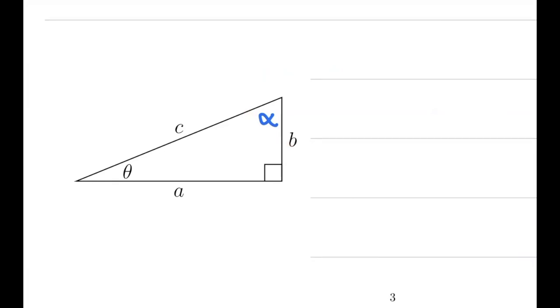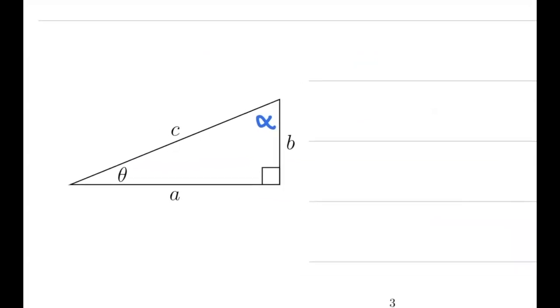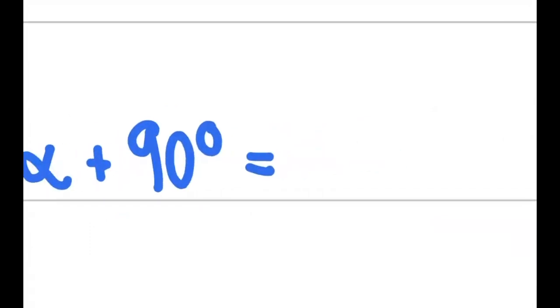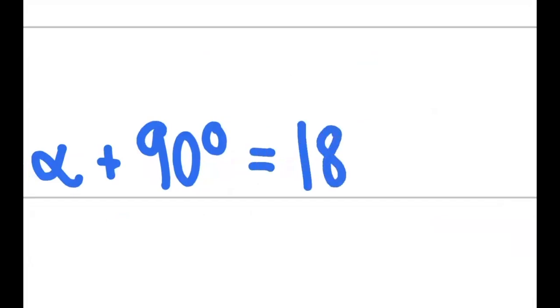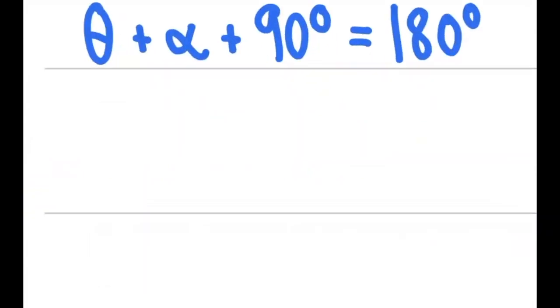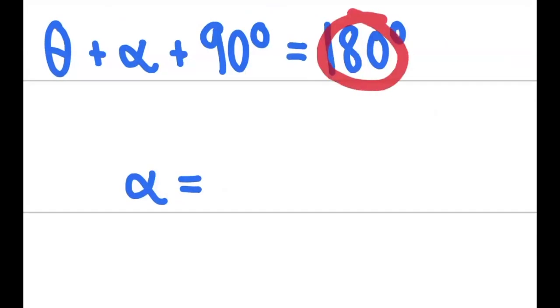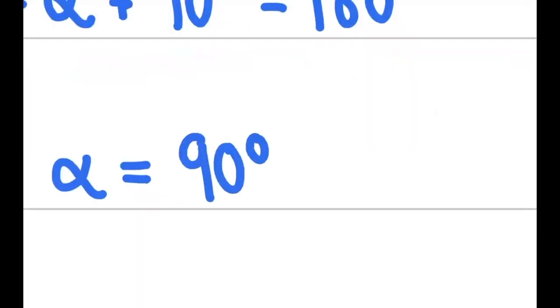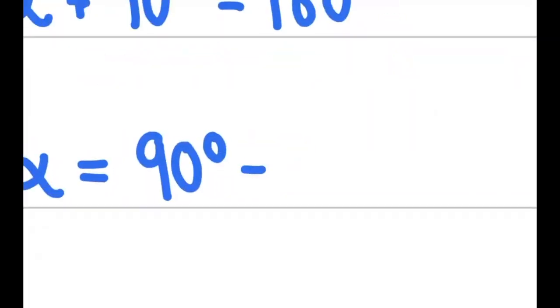So we know that there are 180 degrees in a triangle. So therefore, 180 degrees must be equal to theta plus alpha plus 90 degrees, which is that right angle. Then we can just solve for alpha. Exactly. Those three interior angles add up to 180 degrees. So to solve for alpha, I'm going to subtract 90 and subtract theta. If you subtract 90, the left side becomes 90 degrees. And if you subtract theta, you just get 90 degrees minus theta.